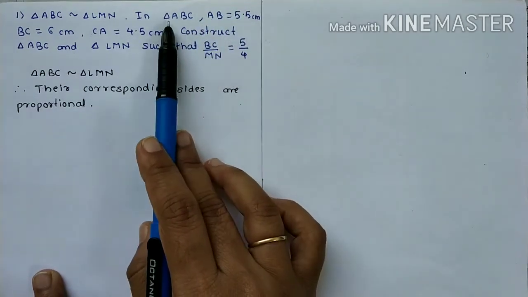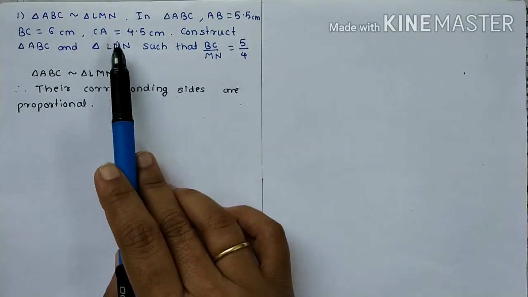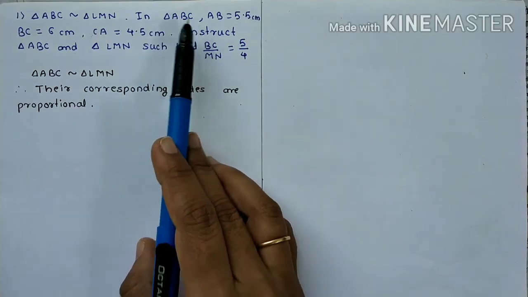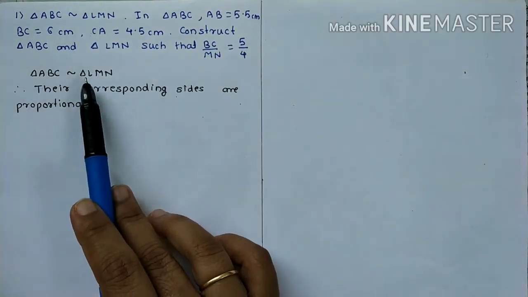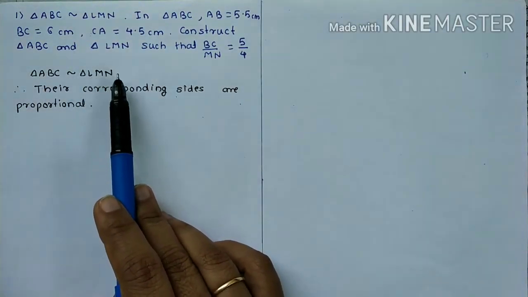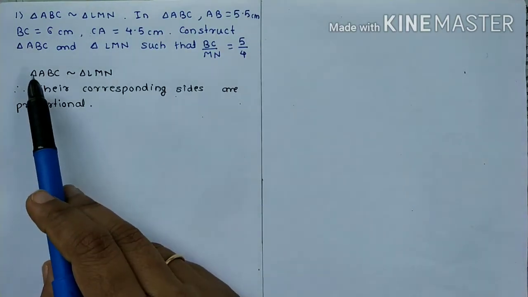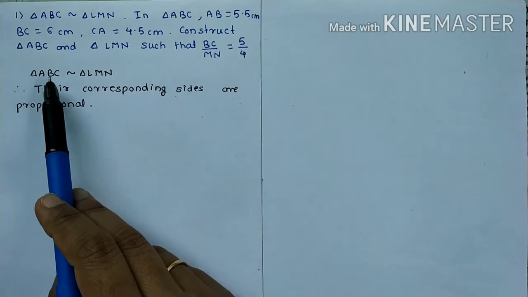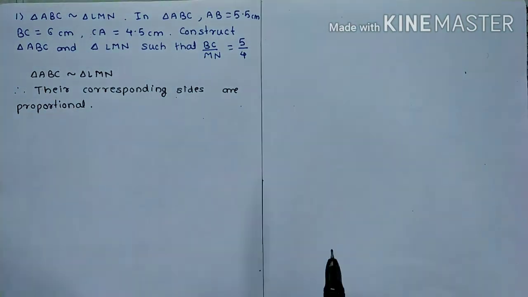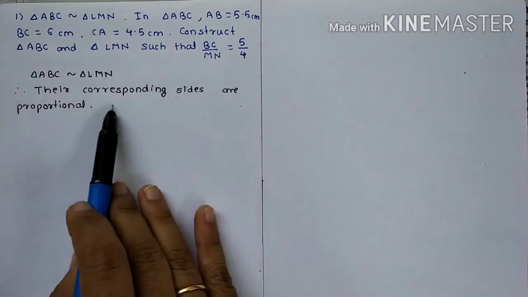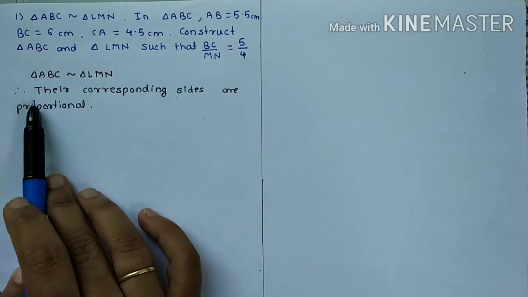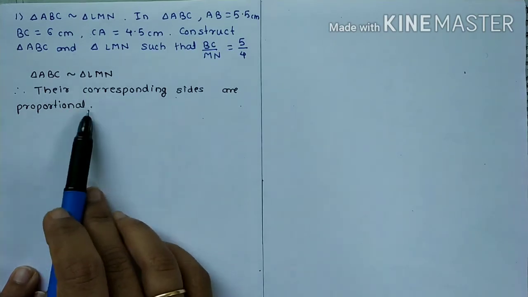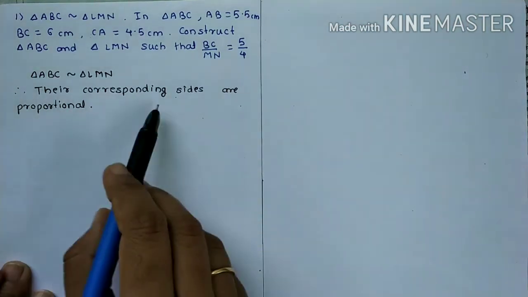Here measurements of triangle ABC are given, therefore easily we can construct triangle ABC. So by given information, first we have to find measurements of triangle LMN. So use given information. Triangle ABC similar to triangle LMN. Therefore their corresponding sides are proportional. In first lesson we have learned that. So by using this we have to write their corresponding sides are proportional.